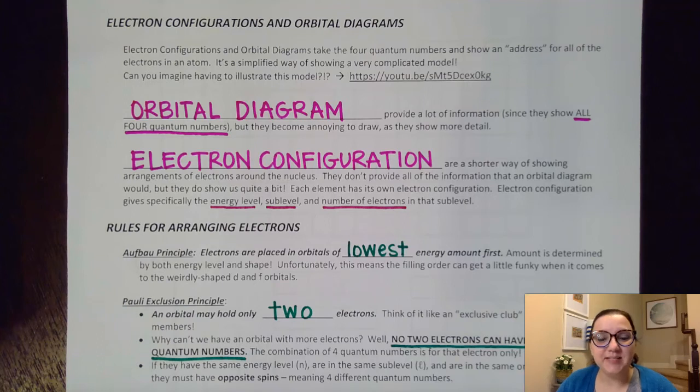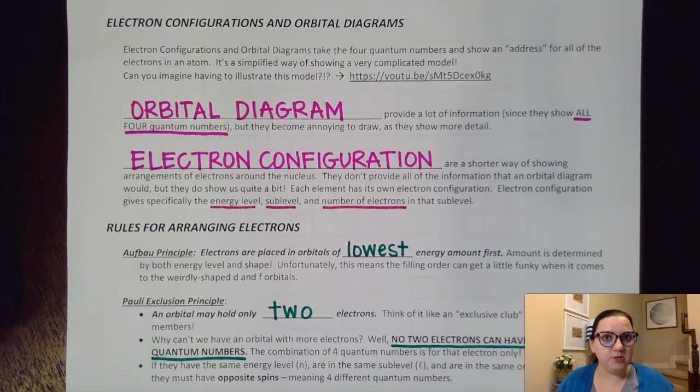Hey guys, Miss Marusik here, and in this video, we're going to talk about writing electron configurations and orbital diagrams for elements on the periodic table. We're going to be showing an address for all of the electrons in that particular element.